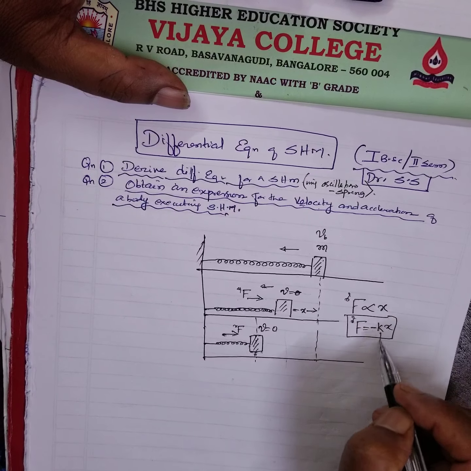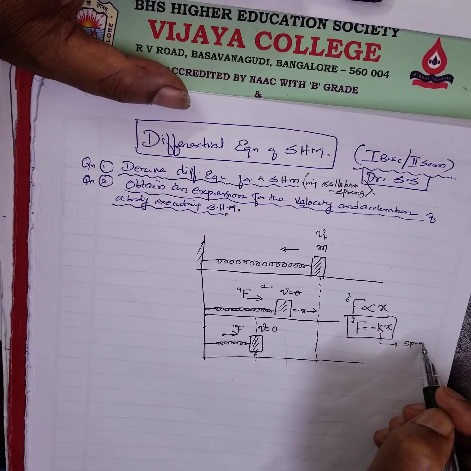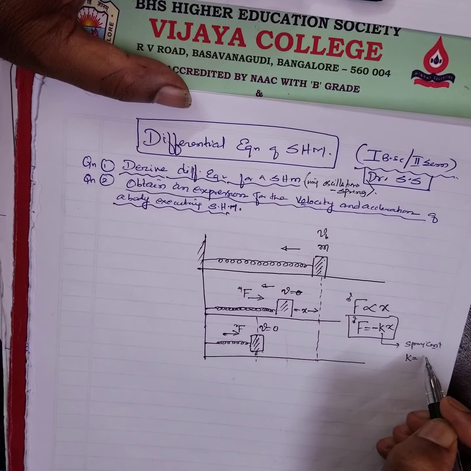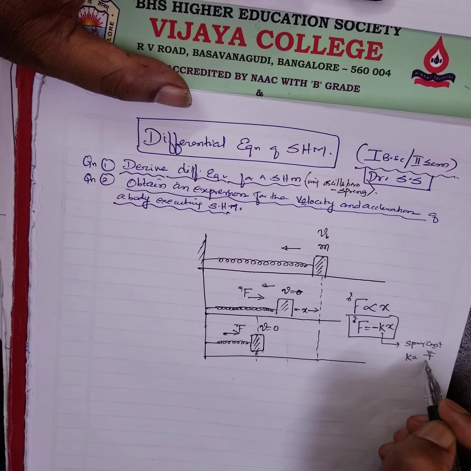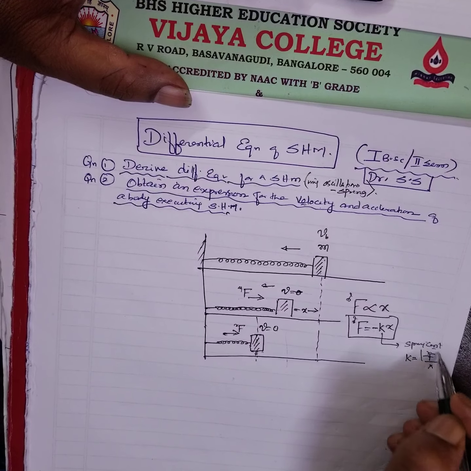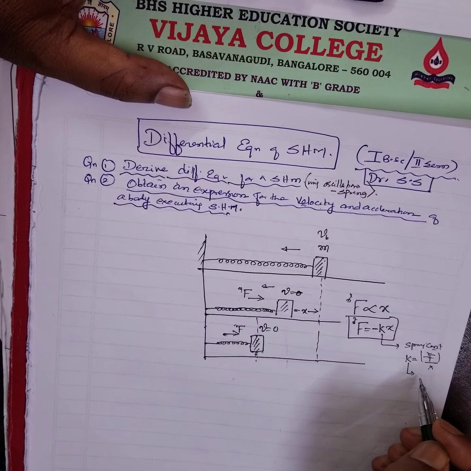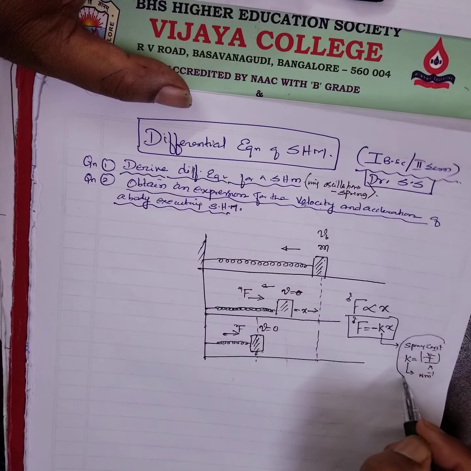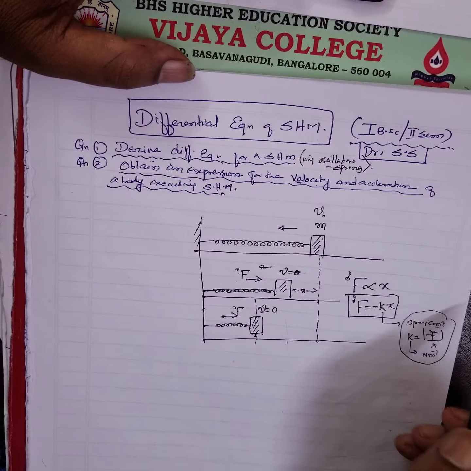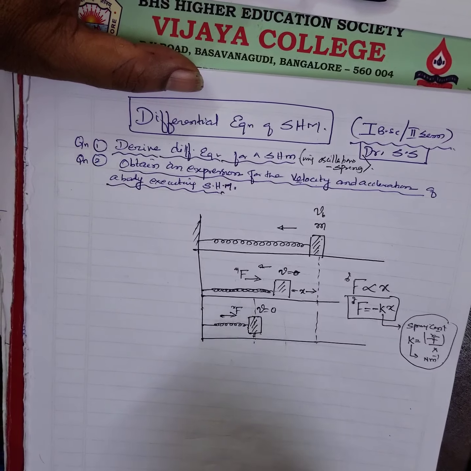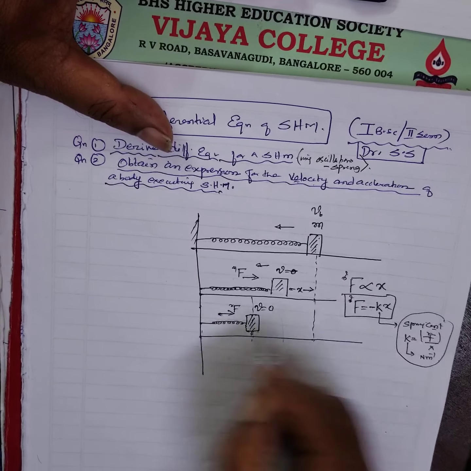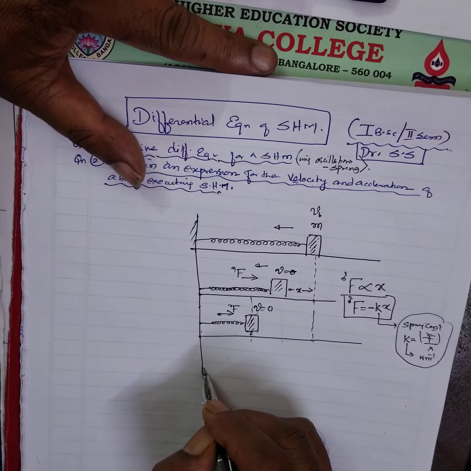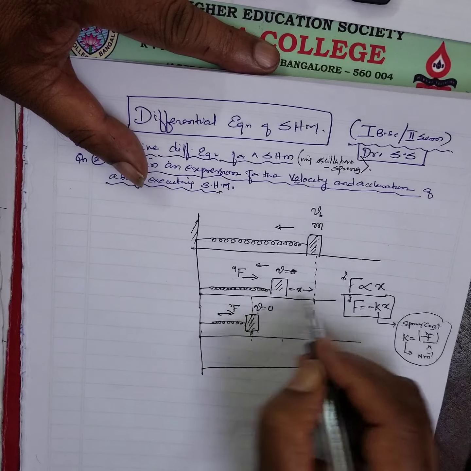Where k is also called the spring constant. K is equal to the magnitude of the force divided by displacement. And what is the unit of spring constant? Newton per meter. Is it clear? Now what happens when it comes back? Then the force will be equal to 0. The force is acting, then it will come with the same speed.